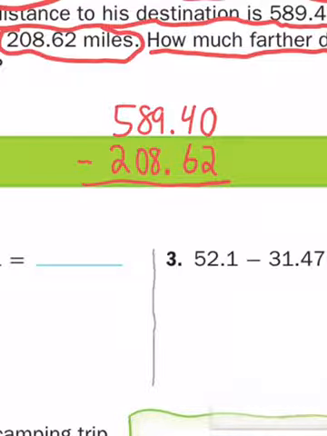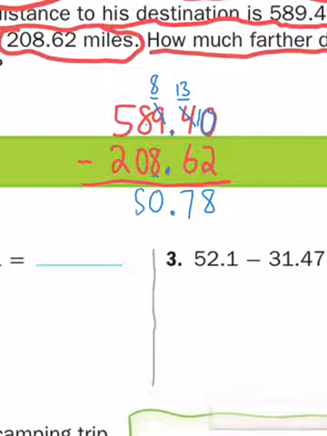Okay, so I can't do 0 minus 2, so I need to borrow from the 4, make it a 3. And that 1 I just borrowed goes there to make this a 10. 10 minus 2 is 8. I can't do 3 minus 6, so I'm going to do some more borrowing. Borrow from the 9, make it an 8. That 1 I borrowed goes right here to make that a 13. So I have 13 minus 6 is 7. Bring down my decimal point. Notice they're in a straight line. Now I have my 8 minus my 8 is 0. 8 minus my 0 is 8. And 5 minus my 2 is 3.